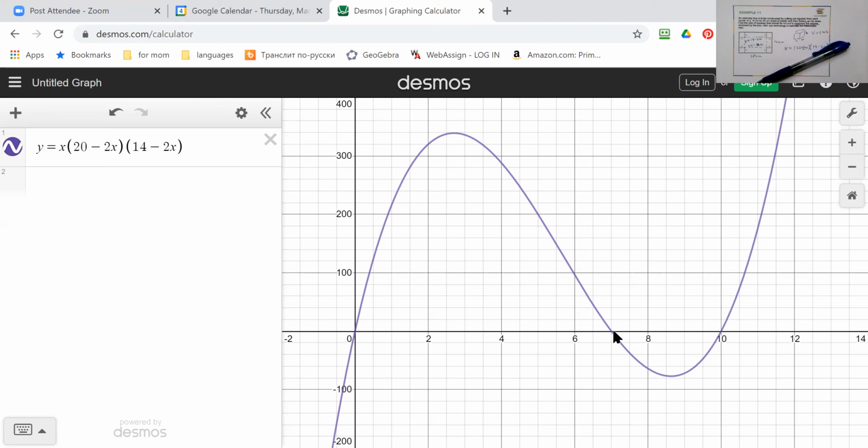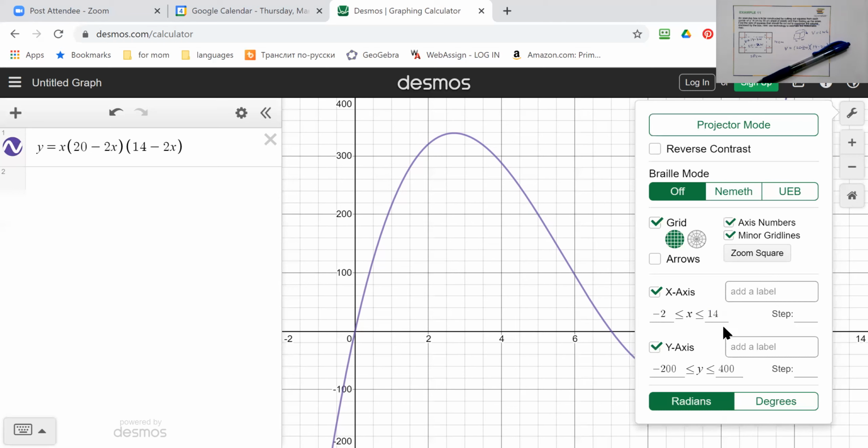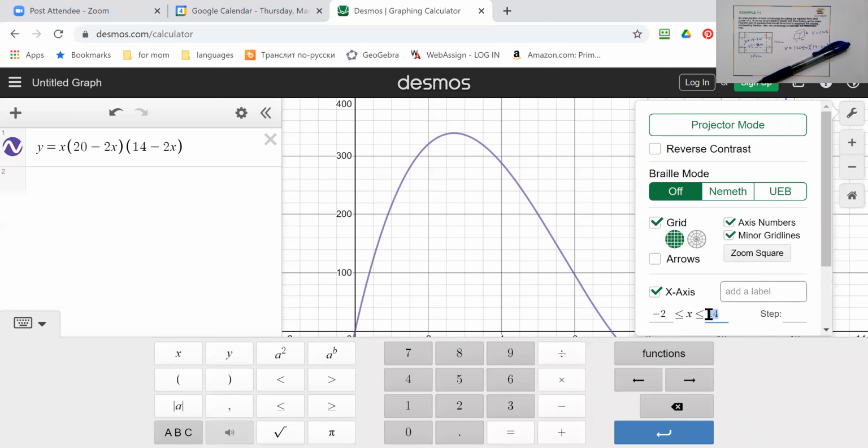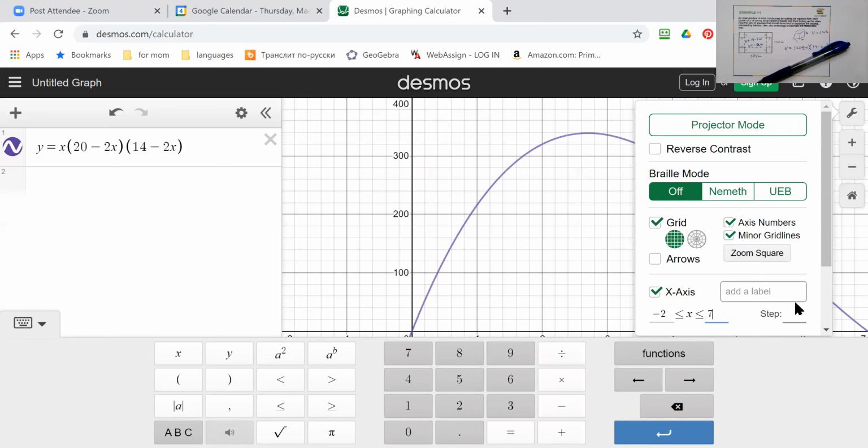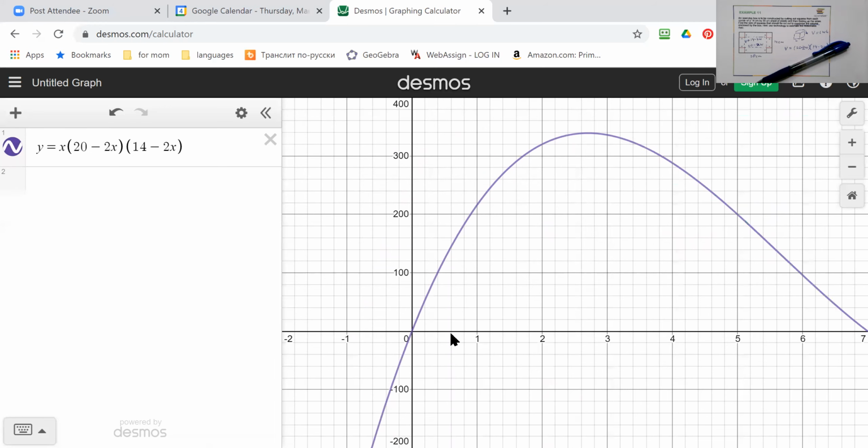So everything that we see beyond 7 is irrelevant in our context. So we could zoom in to just look at this piece of the function right here between 0 and 7, because that's what's relevant. Okay, so it looks like we have a maximum right here at 2.7. So the W of 2.7 will give us the maximum volume.